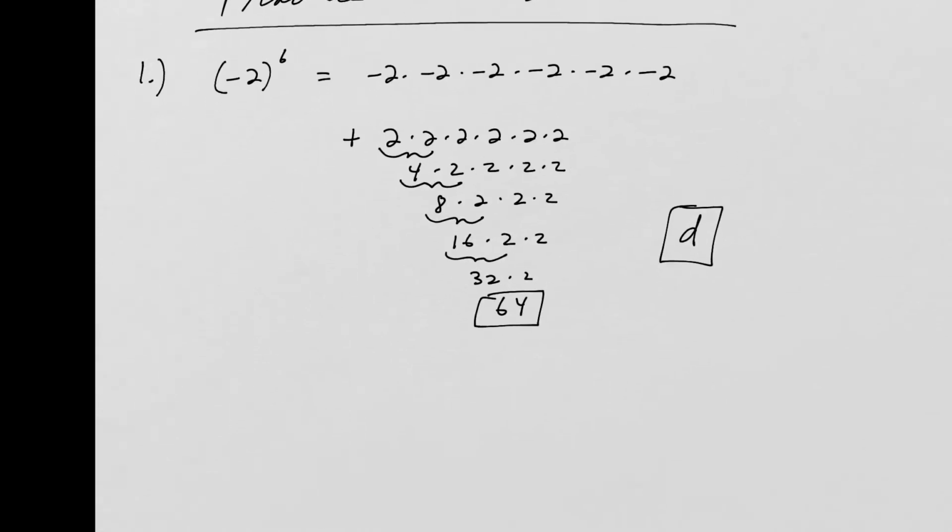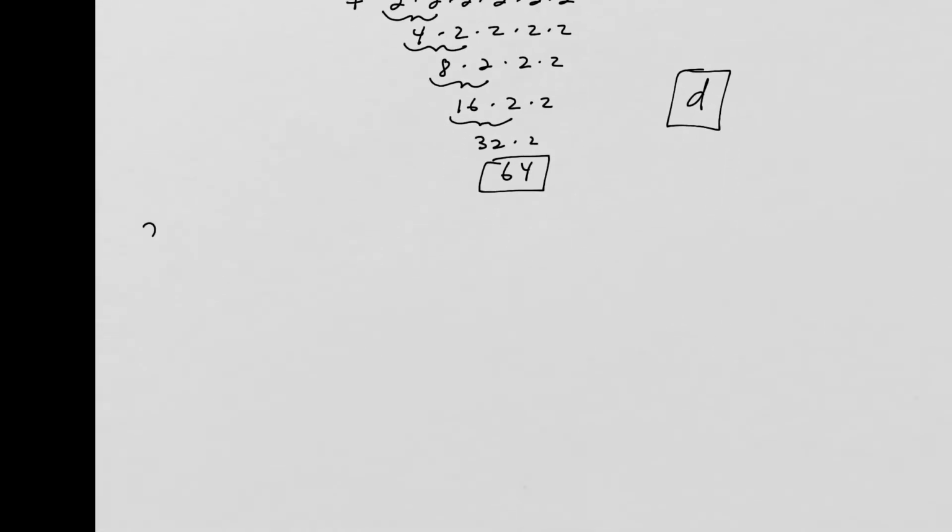All right, question 2. This is one of our rules for exponents. Remember, if the exponent is a 0, then anything raised to the 0 power, as long as that thing is not 0 itself, by definition, is equal to 1, right? So this is also going to be D.